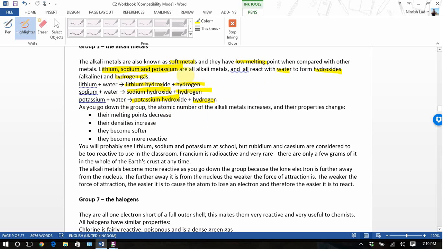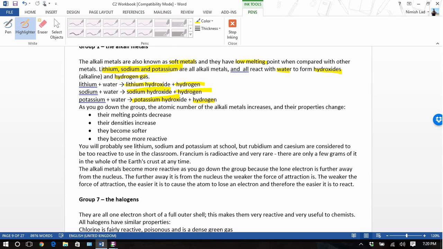Remember the test for hydrogen gas from C1, you put a lighted splint into hydrogen and it makes a pop. As you go down the group, so you start at the top of the group and you go down, the atomic number of the alkali metal increases, so their properties change. As you go down, the melting point decreases, the densities increase, they become softer, but they also become more reactive. So towards the bottom end, potassium is more reactive than the top end, lithium.